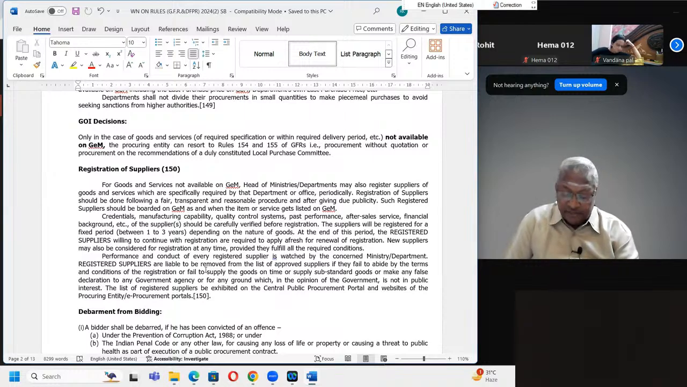At the end of this period of 3 years, the registered suppliers willing to continue with the registration are required to apply afresh for renewal of registration. New suppliers may also be considered for registration at any time, provided they fulfill the required conditions.